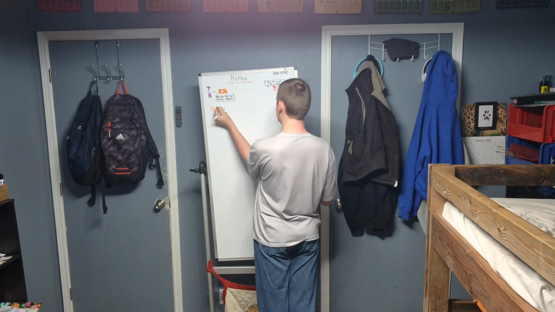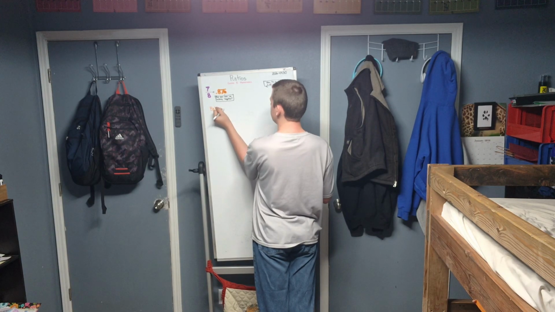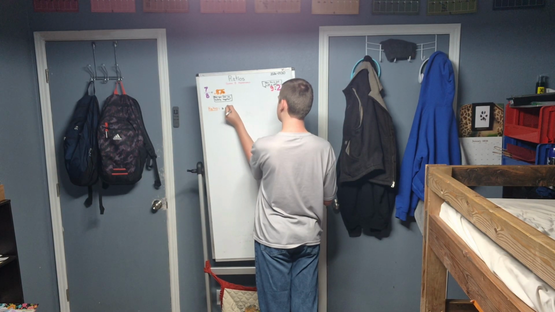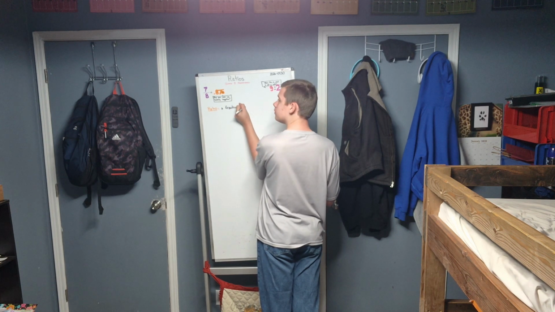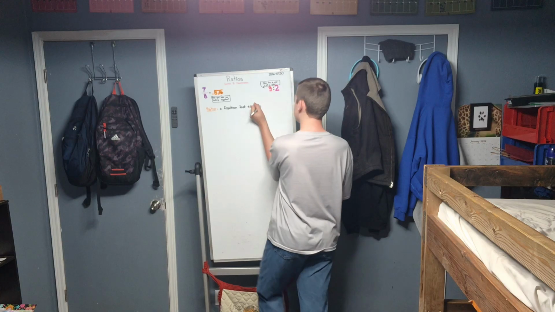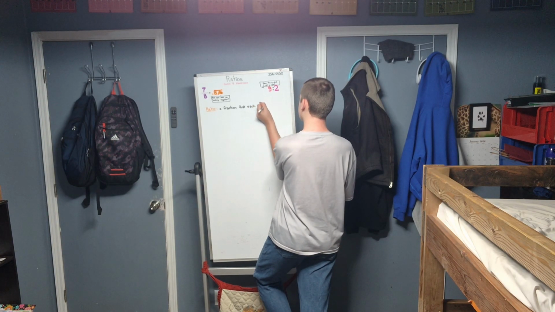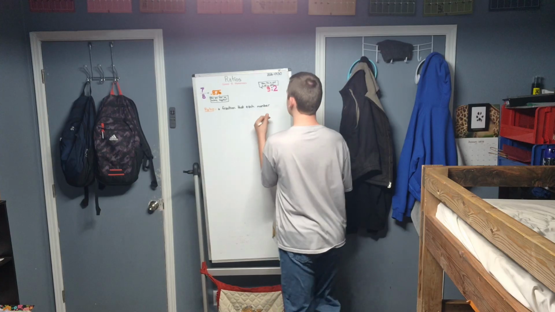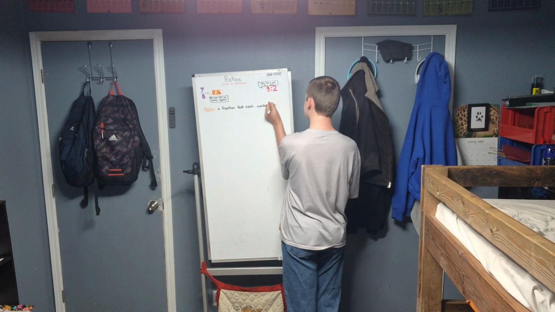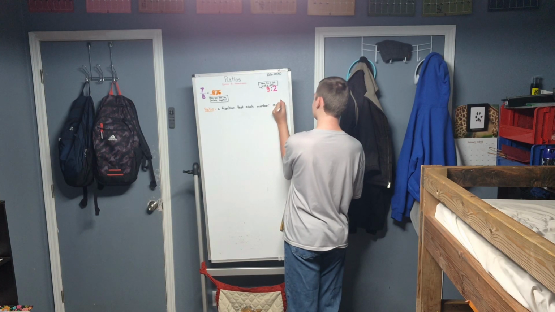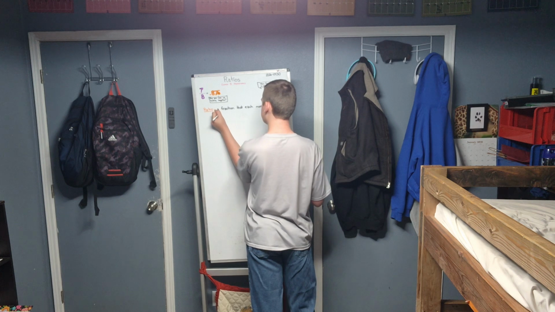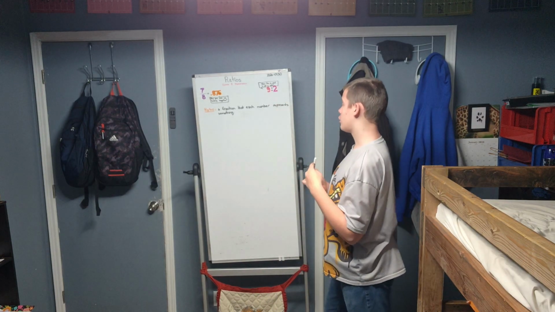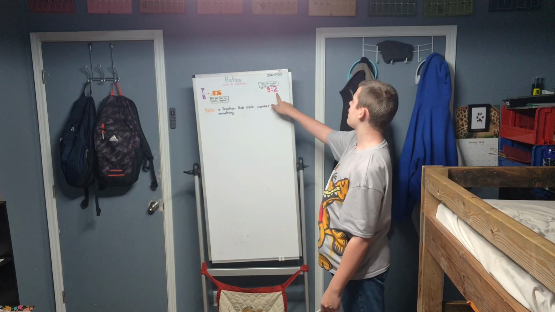So a ratio is a fraction where each number represents something. We're not going to do variables, but a ratio is a fraction that this number represents something and that number represents something.